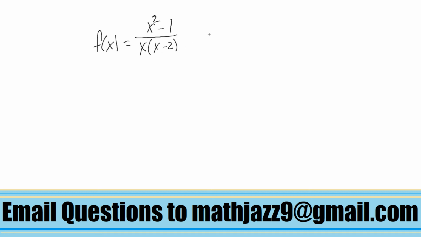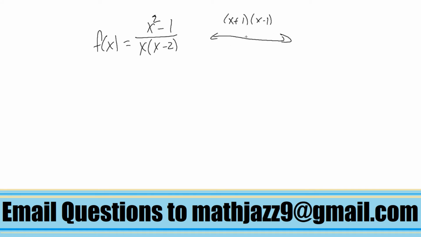So I guess the first thing I want to do is find where this thing has zeros. I know we weren't asked in the statement to find the zeros, but if we're actually going to sketch the graph, finding the zeros is going to be helpful. So if we factor the top, we get x plus 1 times x minus 1. We notice also we have an x and an x minus 2. So I'm going to draw a number line.